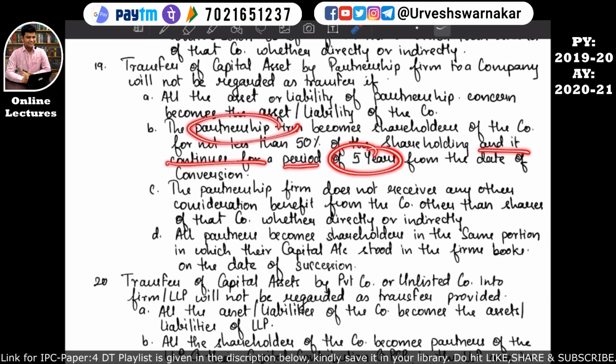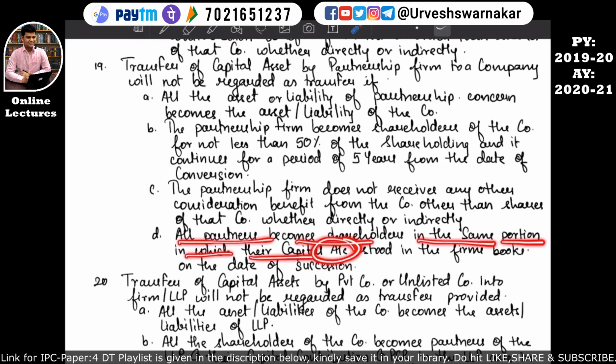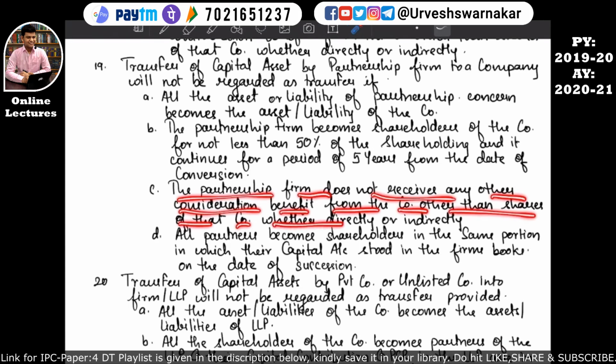That means the partnership firm, that is, all the partners, hold the 50% shareholding in the company for a period of 5 years from the date of the conversion, and all the partners become shareholders in the same proportion in which their capital accounts stood in the firm before the date of the conversion. I hope this is quite clear to you all. And the partnership firm does not receive any other consideration or benefit from the company other than the shares of the company, whether directly or indirectly. I hope this is quite clear to you all.